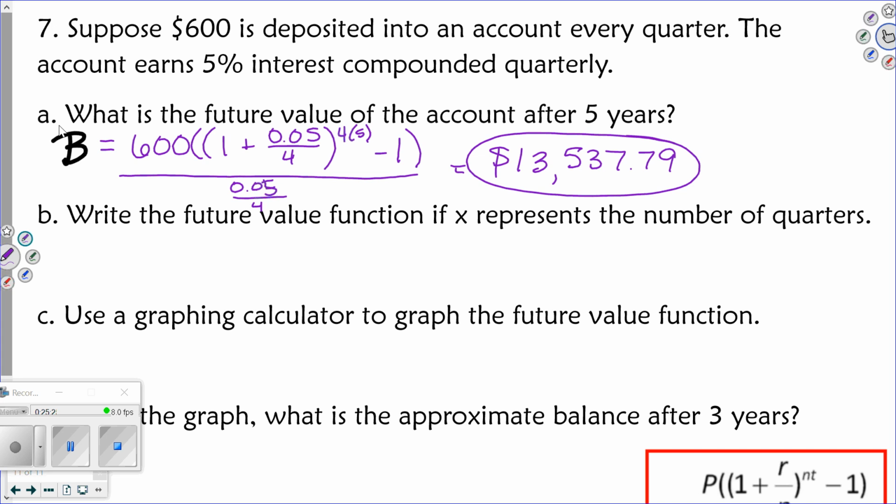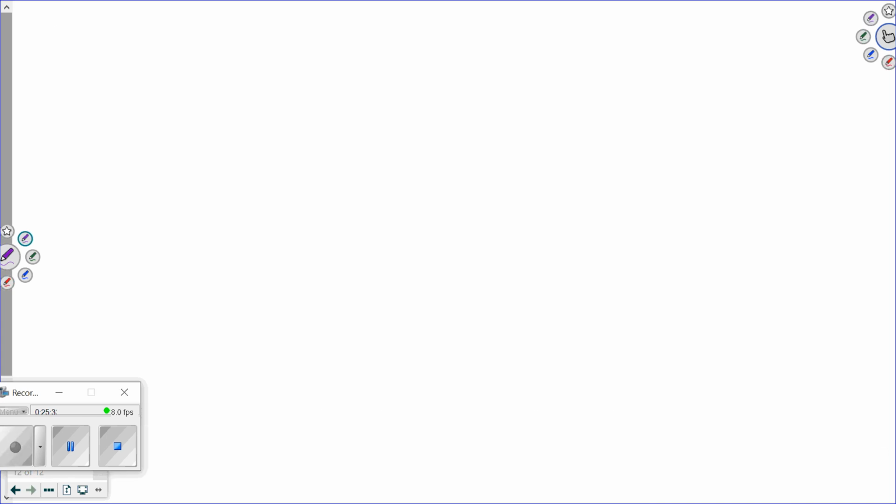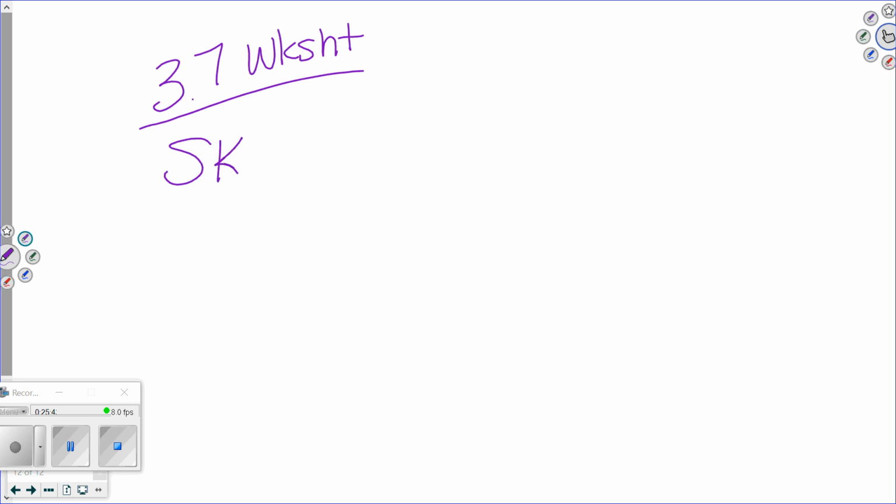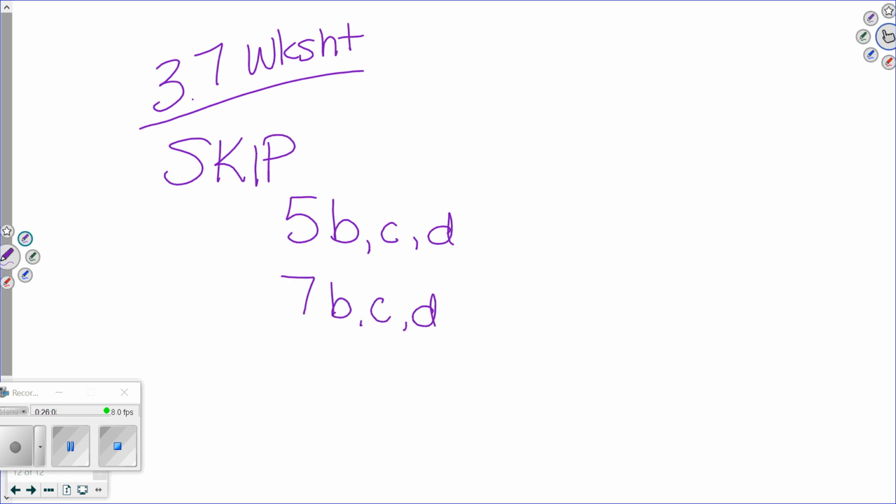All right, guys, your assignment for tonight, let me pass it out, and then I'm going to mark off certain parts that, since we didn't do the graphing, I'll take off some of them. So on the 3.7 worksheet, you can skip, or go ahead and cross off, 5B, C, and D, but you must do 5A. You don't have to do 5B, C, or D. And then you can cross off 7 B, C, and D, but you have to do 7A.